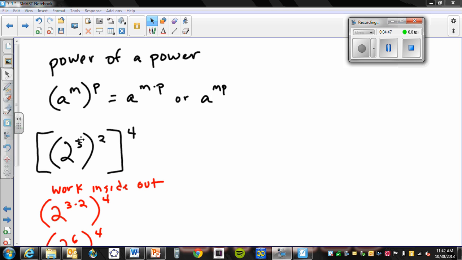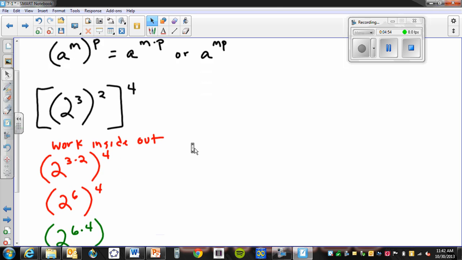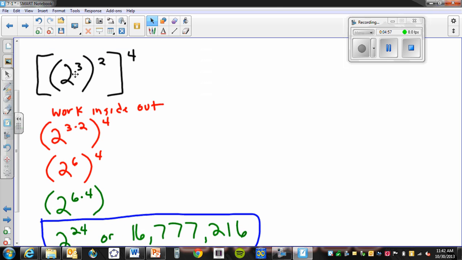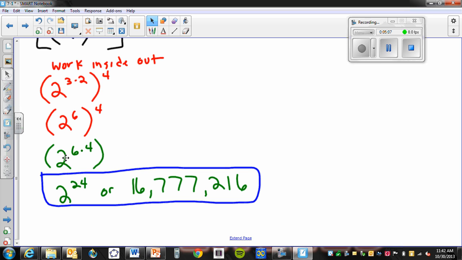So in this case, we have 2 cubed, that quantity squared, and then that quantity to the 4th. Let's work inside out. Power of a power says we just do 3 times 2, so that's 2 to the 6th, and we still have that quantity to the 4th. Power of a power says multiply them together. 2 to the 6 times 4, which is 2 to the 24th, or 16,777,216. Anytime you can get a number from just a number and an exponent, give both answers.